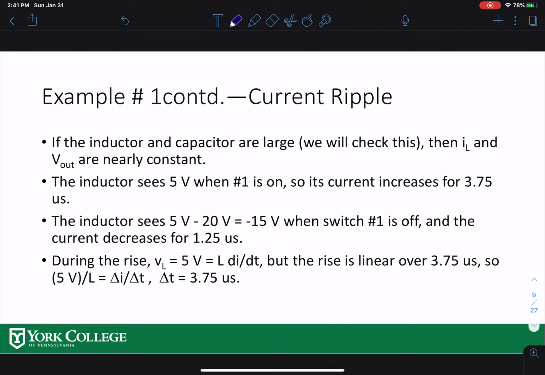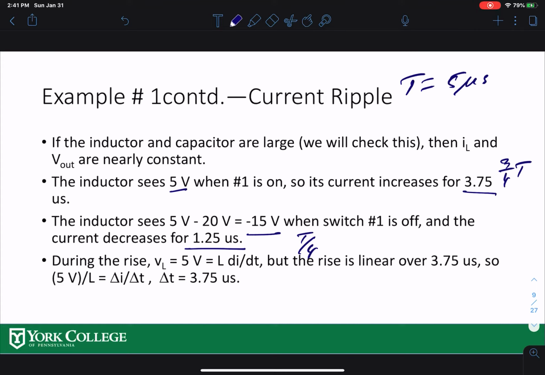Now if you go back here, you know that the input voltage is 5 volts, and the inductor sees 5 volts when the switch is on. For how long? 3.75 microseconds, which is basically 3/4 of T, where T is 5 microseconds, right? Then when switch 1 is off and 2 is on, the inductor sees negative 15 volts for how long? That is 1/4 of T, where T is 5 microseconds.